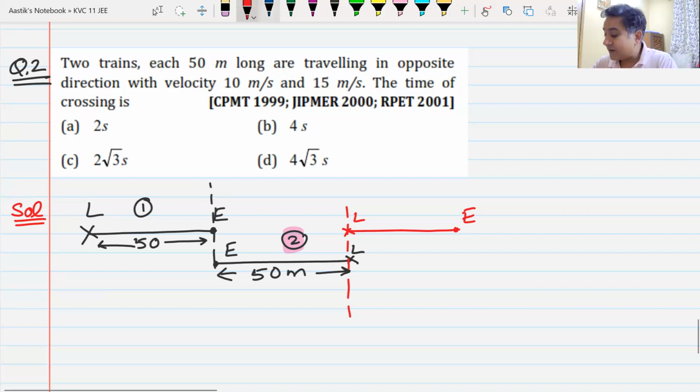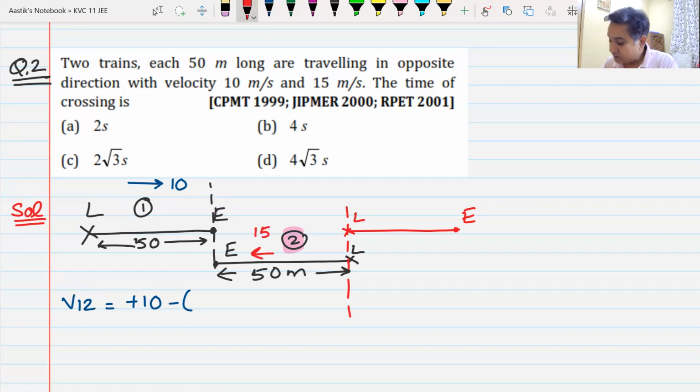So first of all, I will find out the velocity of first train with respect to the other train. I take this direction as positive. I always take this direction as positive. This train is moving with a velocity of plus 10, and this train is moving on the other side with a velocity of minus 15. So it is plus 10 minus of minus 15. So the velocity of 1 with respect to 2 becomes 25 meters per second.